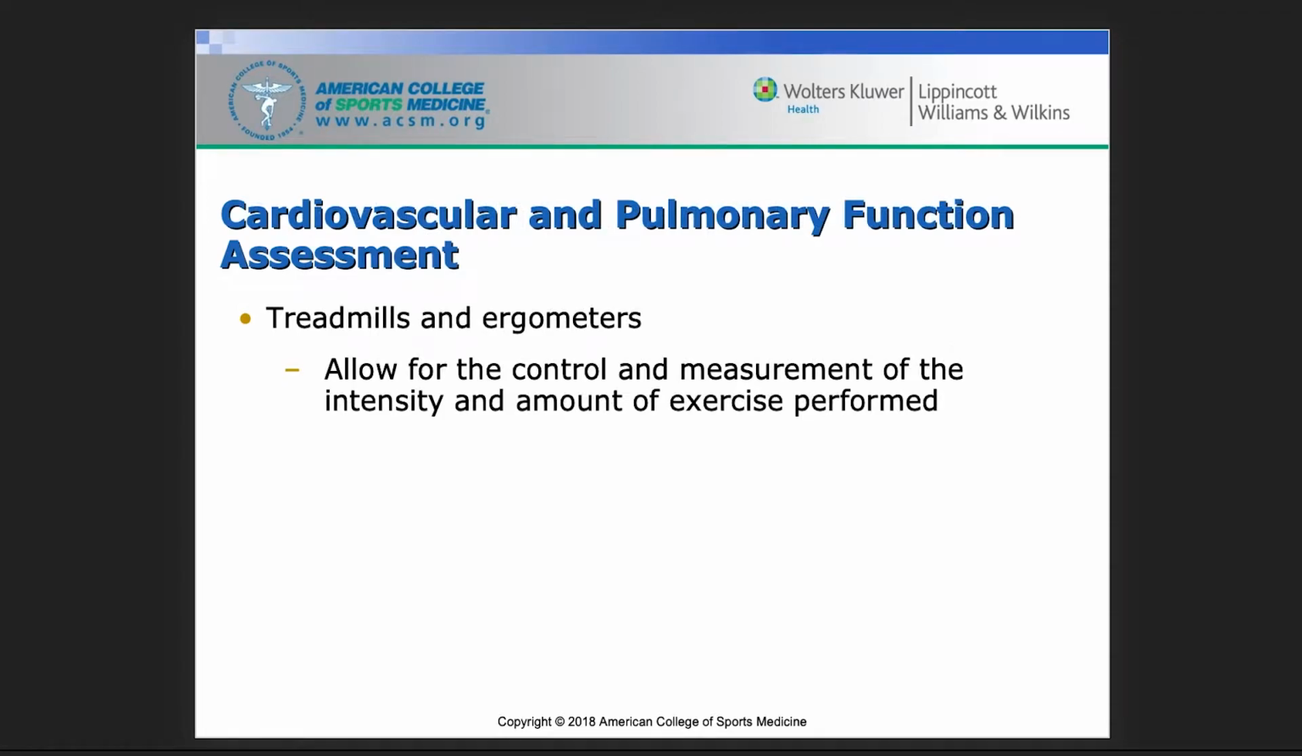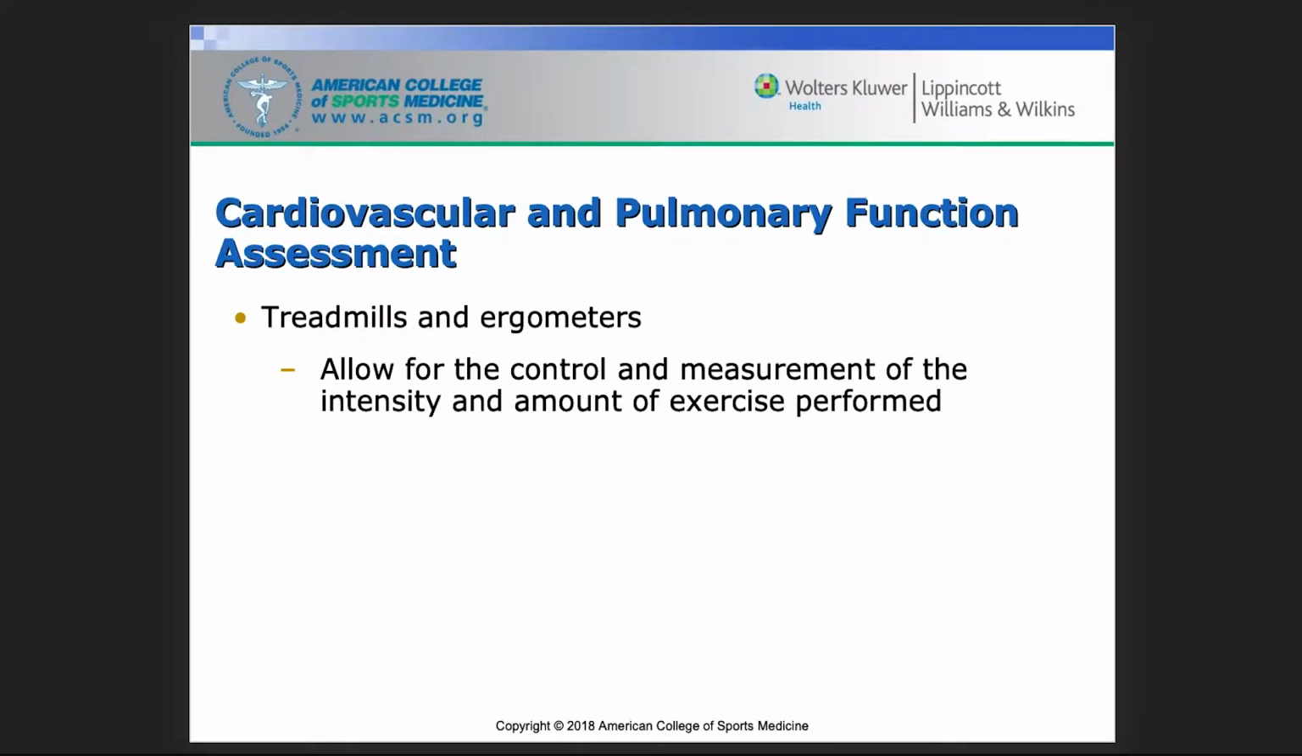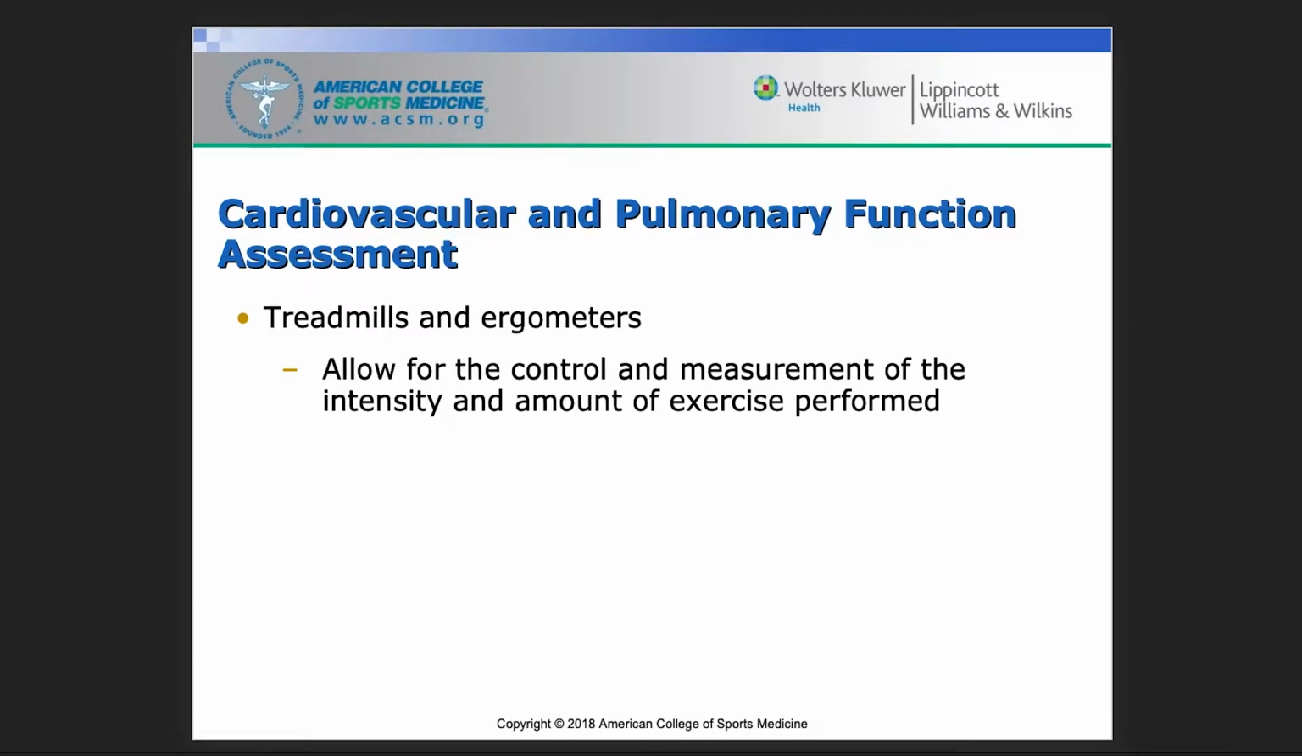So our first set of devices that we can actually use within exercise science, in fact, you've probably used them before. You may or may not have actually called them this name, but they are ergometers. A treadmill is an ergometer. A stationary bike is an ergometer. An elliptical is an ergometer. So these allow for control of the actual measurement of the intensity and the amount of exercise that is performed.